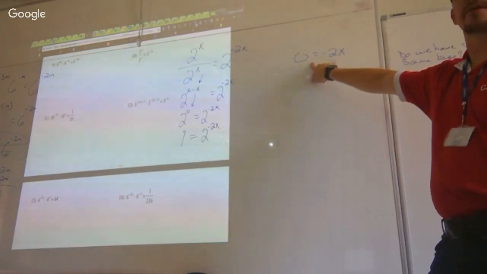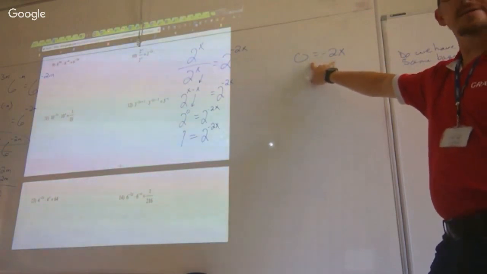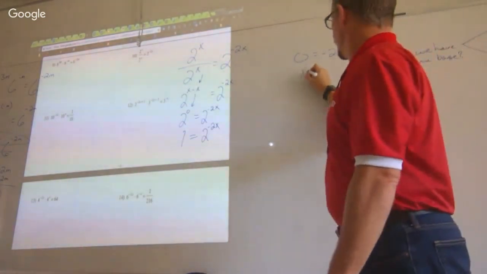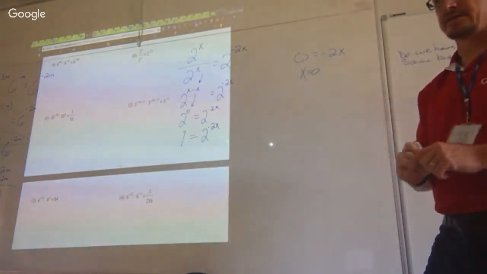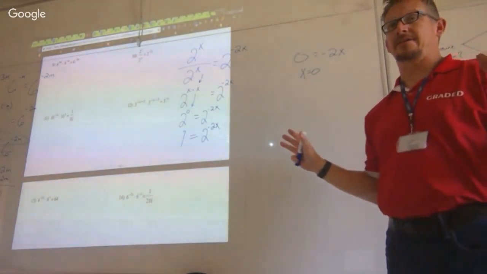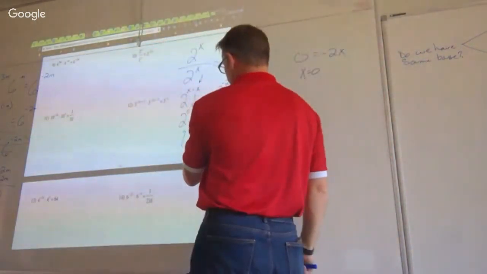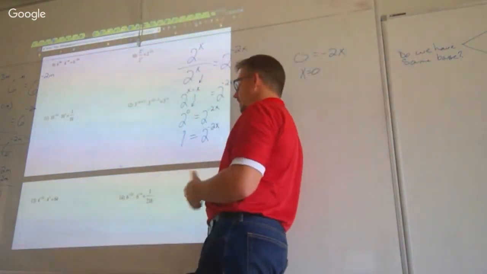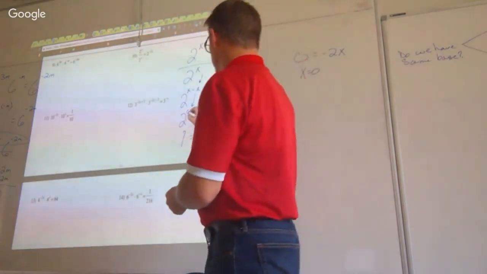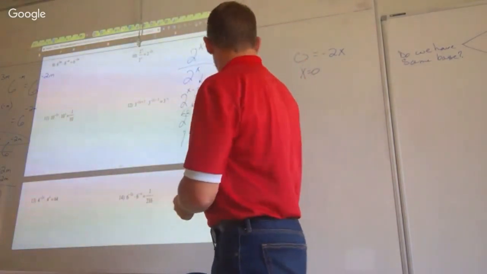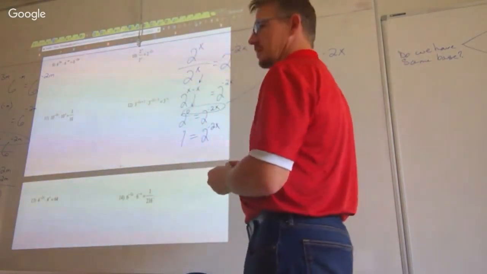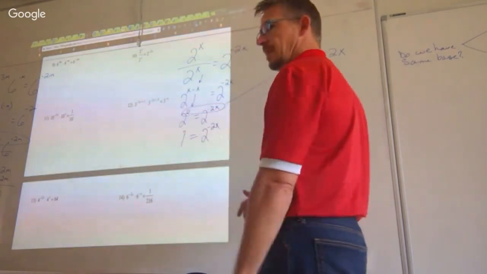For the third time in the riddle, a coincidence, x is equal to what? 0. Again, this is just a coincidence. They don't always come out to be 0. Is this 1 equal to 2 to the negative 2x? And the other one, 0 equal to negative 2x? Because we're taking this property. Where did you get the 0 from? x minus x.